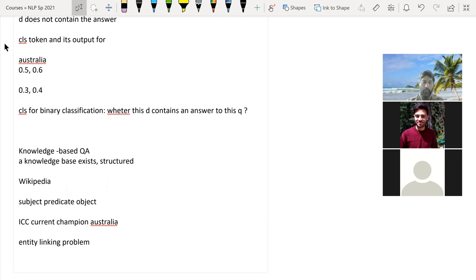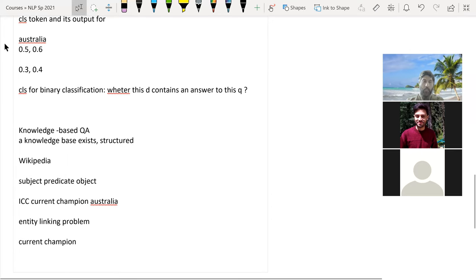Here again, of course, a lot of NLP is involved. For example, I have defined the predicate as current champion, right? So in my query, maybe the word that I'm using is winner. So I will have to do a match between winner and current champion. In other words, there has to be semantic matching between winner and current champion. So this is again a similarity matching problem, which is typically nowadays done through word embeddings or contextual embeddings and cosine similarity.